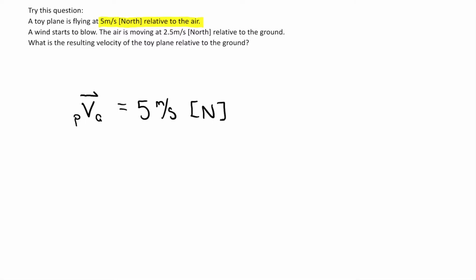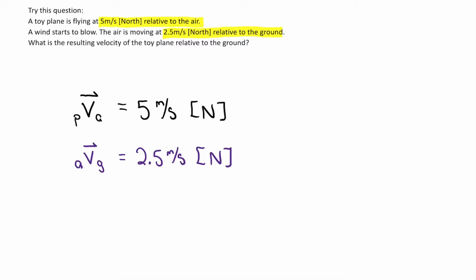If we keep reading the question, we get to this. The air is moving at 2.5 meters per second north relative to the ground. That's another velocity, so V with a vector hat. That's the velocity of the air relative to the ground. So I put an A up front for air and a G back here for ground. And that was equal to 2.5. The units are meters per second, and that's also pointing north.